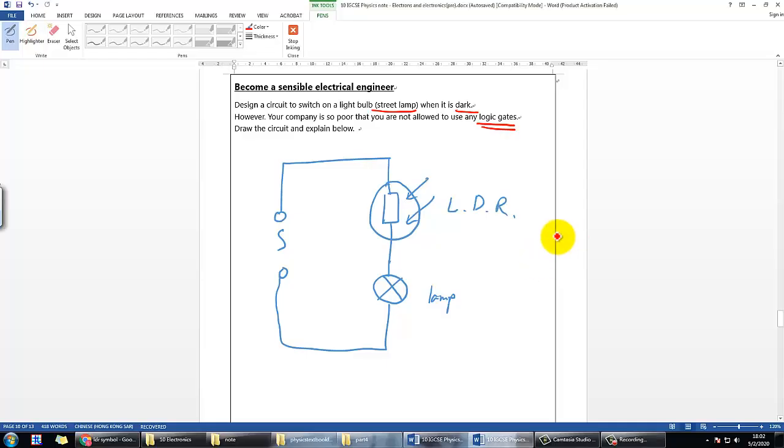Okay, here is a circuit that I drew. In order to help you understand more, I can already tell you that this is a wrong answer. Okay, this is a wrong answer. So let me show you why.